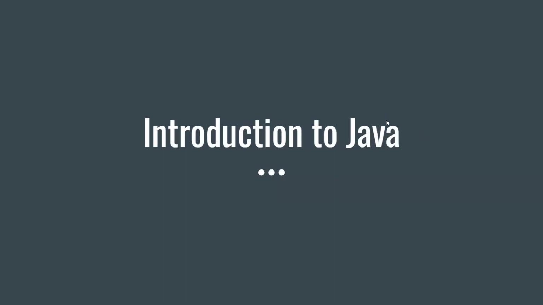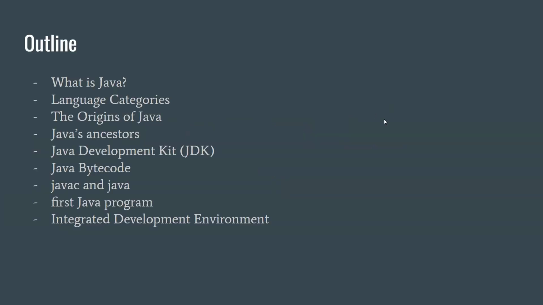Hello, let me give you an introduction to Java. So here is an outline. We have what is Java, language categories, the origins of Java, and Java's ancestors. We're going to talk about Java's development kit, bytecode, and javac and java, and give you an example of a first Java program and the integrated development environment.